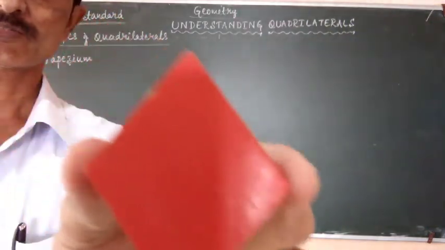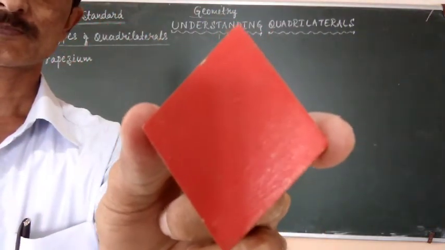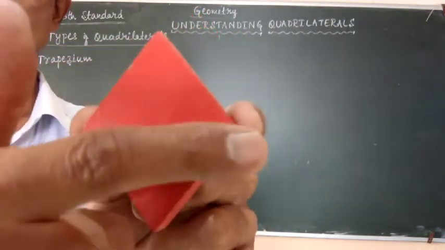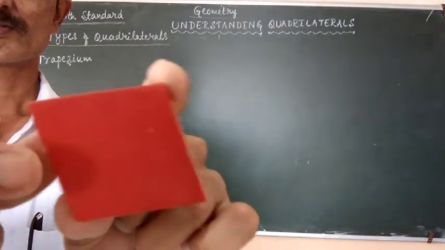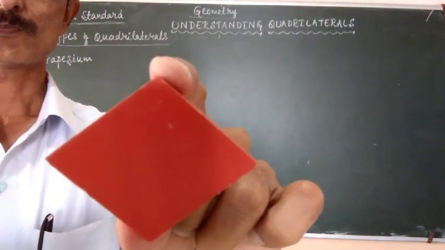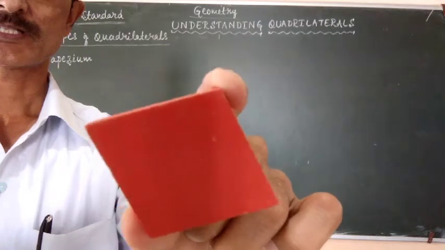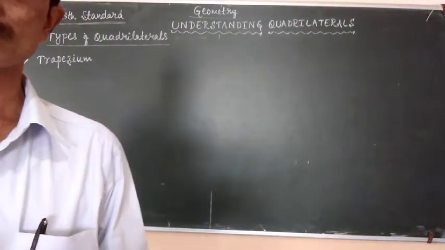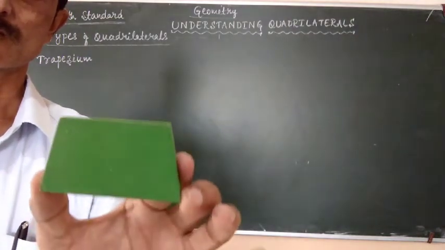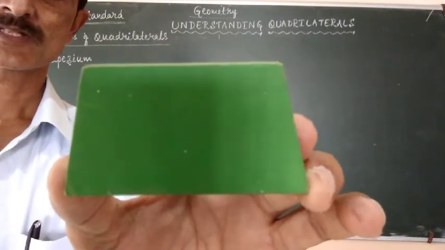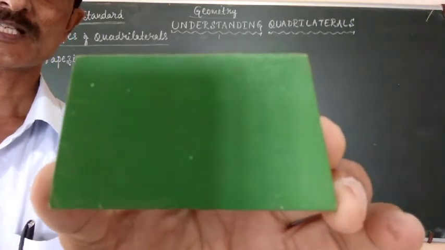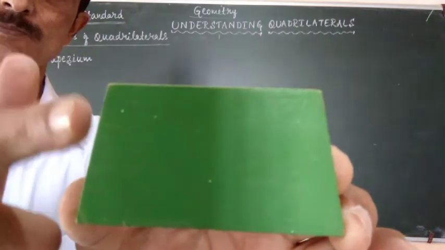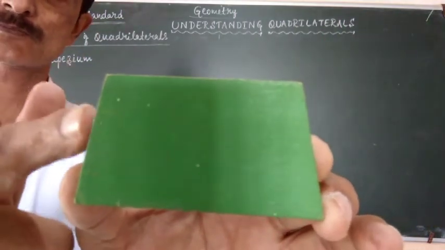Observe this plane figure. What do you call this plane figure? This plane figure is called a rhombus. Okay. We shall see one by one. First we will see the trapezium and its properties. Observe this. It is a trapezium. Now we shall learn in detail the properties of this trapezium.